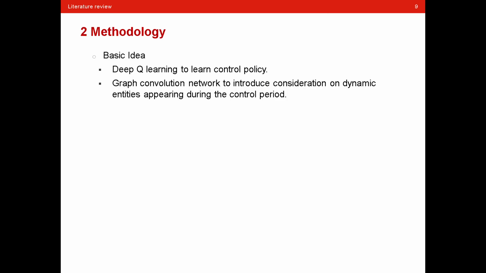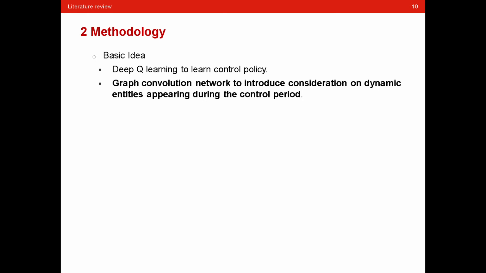Now let's see how they implement this idea. The basic idea of this paper is twofold. The first is DQN learning to learn the control policy, which is a normal method nowadays, so I don't want to pay more attention to it. The review will focus on the graph convolution network, which they use to introduce consideration of dynamic analytics appearing during the control period. It means that it considers dynamic nodes on the graph.